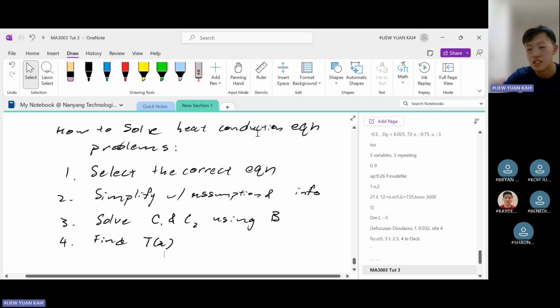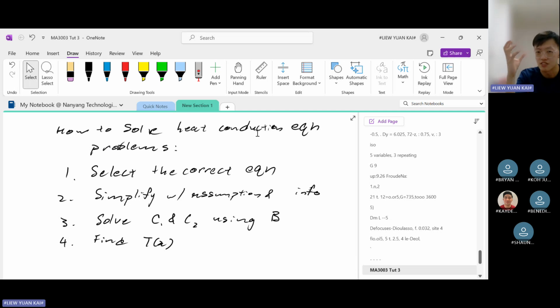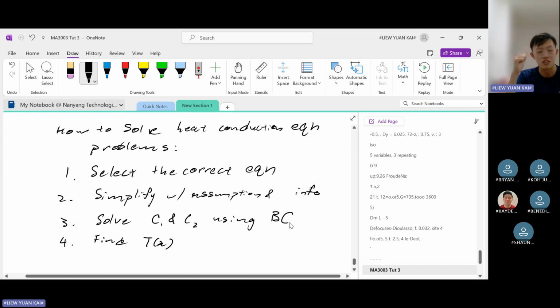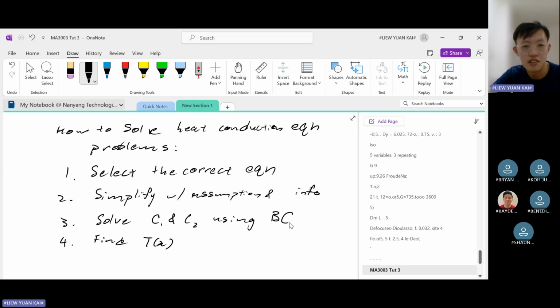Okay, it's always this set of steps. Select the correct equation. Simplify with the assumptions and the information. The information is given in the question. Solve the unknown constants C1 and C2 using the boundary conditions. Okay, BC is boundary conditions. Solve the unknown constants using the boundary condition, and then you find your temperature distribution. This is how you do it.